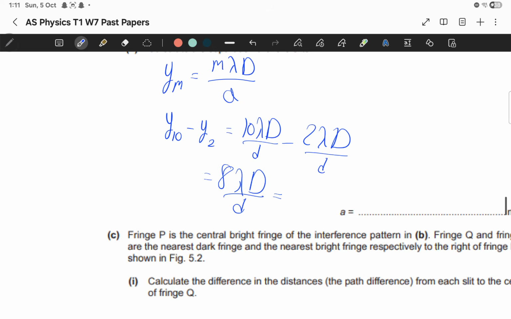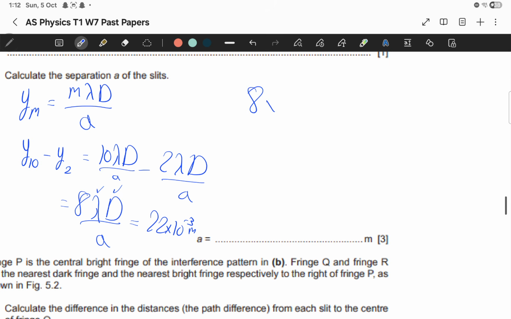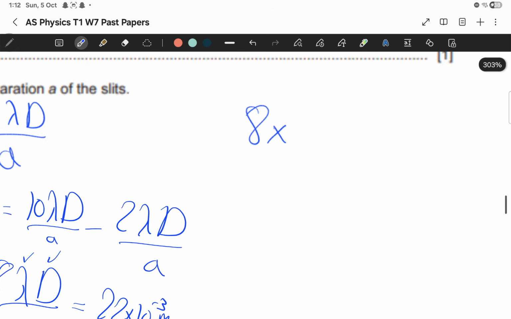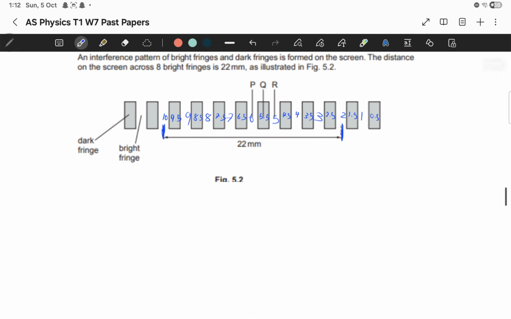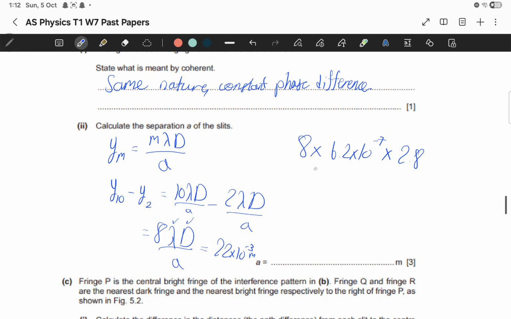22 millimeter, so 22 times 10 to the power of negative 3 meter. We have lambda, we have d, and we want to find this, so we're going to swap this with a. Now 8 times lambda, which was given as 6.2 times 10 to the power of negative 7, times d, which I think was 2.8, over a, is equal to 22 times 10 to the power of negative 3.